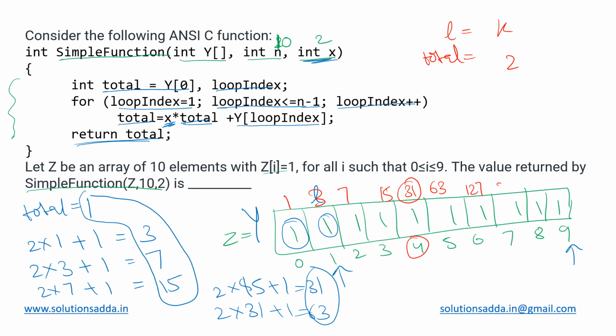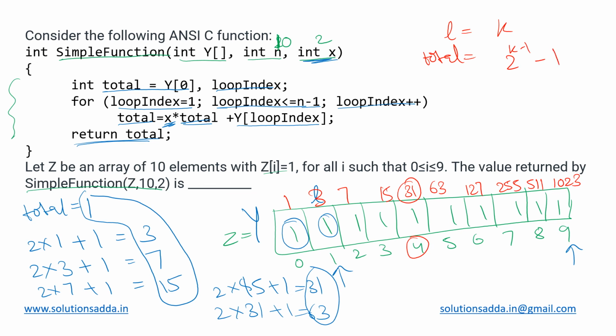After that 255, then 512 minus 1, so 511. Then the next time 1024 minus 1, 1023. So total is 2 to the power something minus 1.